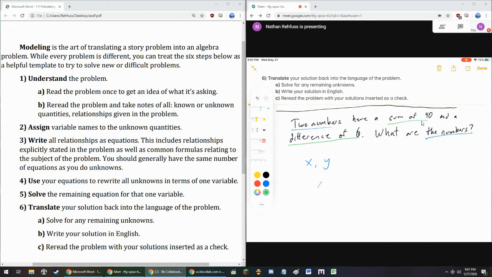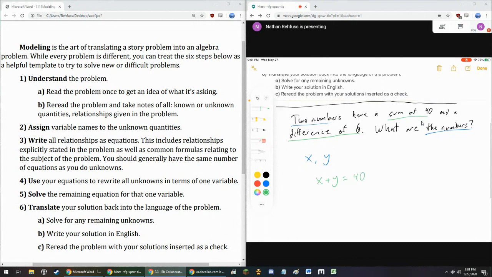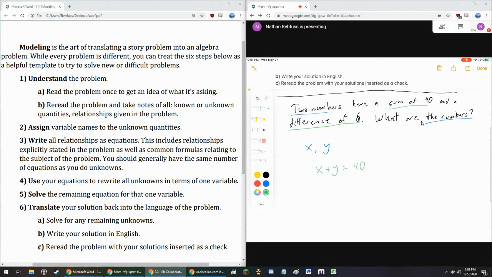Very good. X plus y equals 40 will do it. And when I say they have a difference of 6, I could say x minus y equals 6. Make sense? So x plus y equals 40 and x minus y equals 6. In this case, both of these relationships were explicitly stated in the problem.